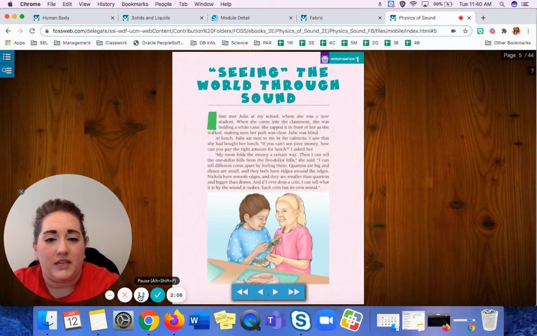If you can't see your money, how can you pay the right amount for lunch? I asked her. My mom folds the money a certain way. Then I can tell the $1 bills from the $5 bills, she said. I can tell different coins apart by feeling them. Quarters are big and dimes are small, and they both have ridges around the edges. Nickels have smooth edges, and they are smaller than quarters and bigger than dimes. And if I ever drop a coin, I can tell what it is by the sound it makes. Each coin has its own sound.